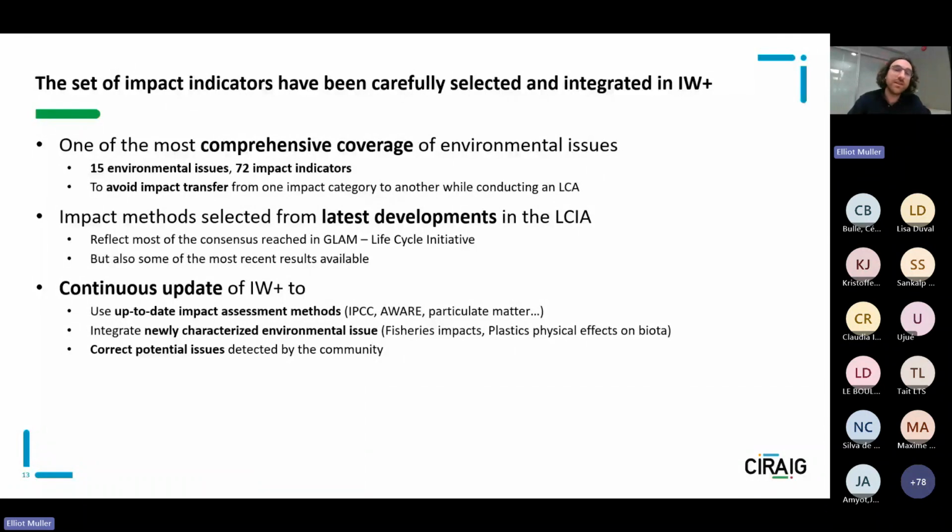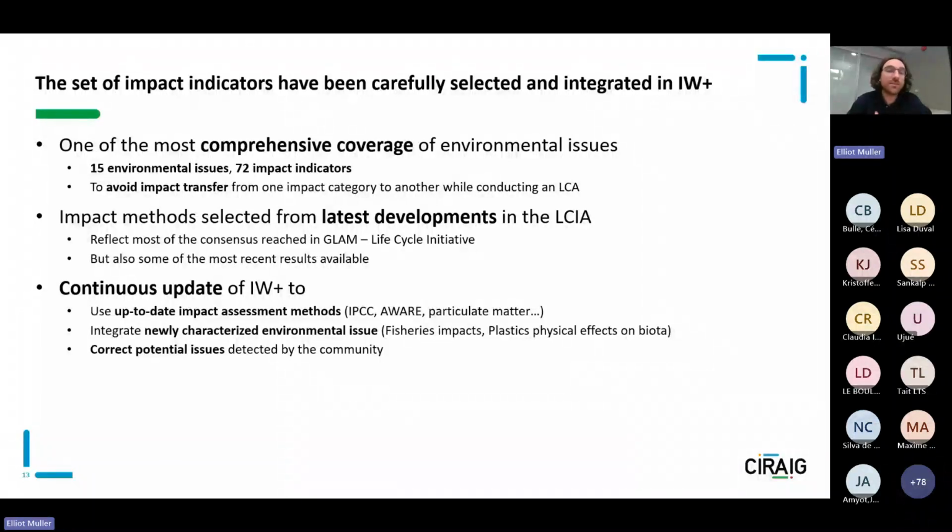We also integrate newly characterized environmental issues. Namely, the two last that were integrated are the fisheries impacts and the plastics physical effects on biota. And also, this process allows us to correct potential issues that would be detected by the community.